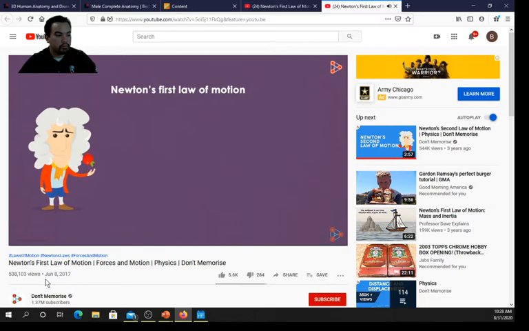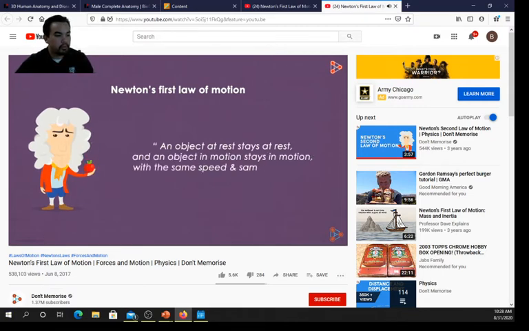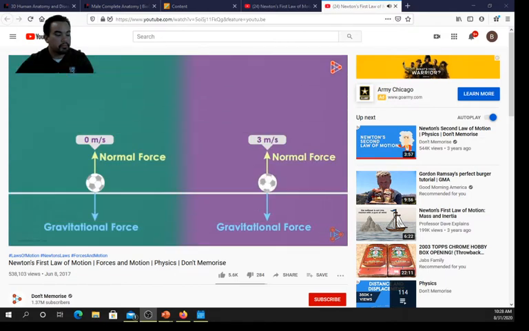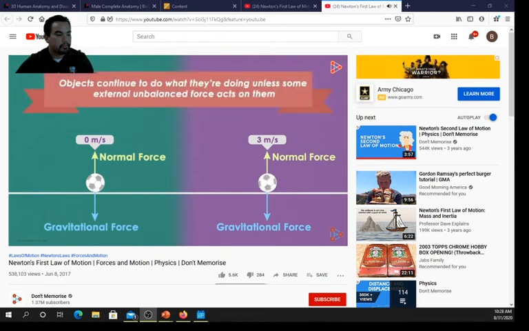Here's the correct definition. An object at rest stays at rest, and an object in motion stays in motion with the same speed and the same direction, unless acted upon by an unbalanced force. In simple words, it means that the objects continue to do what they're doing unless some external unbalanced force acts on them. We can also understand this using a simple diagram.